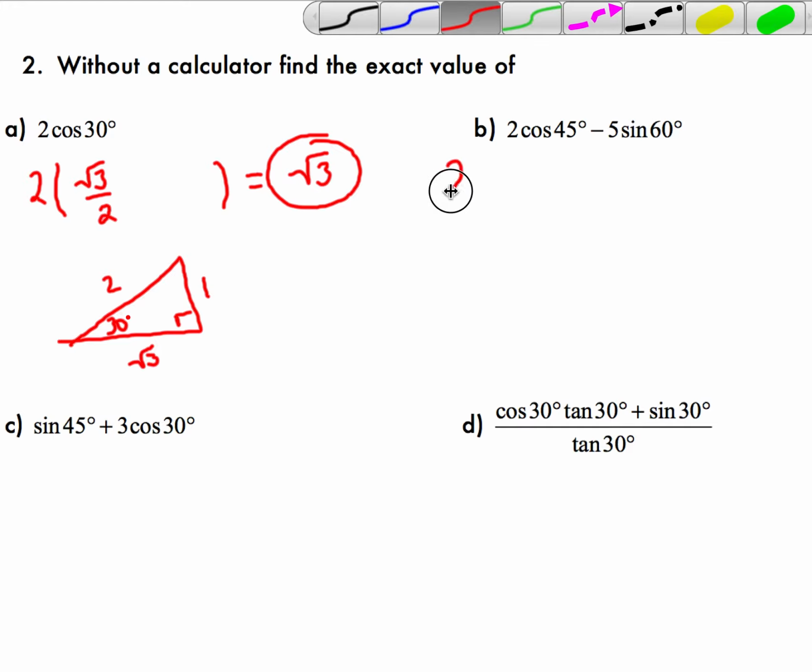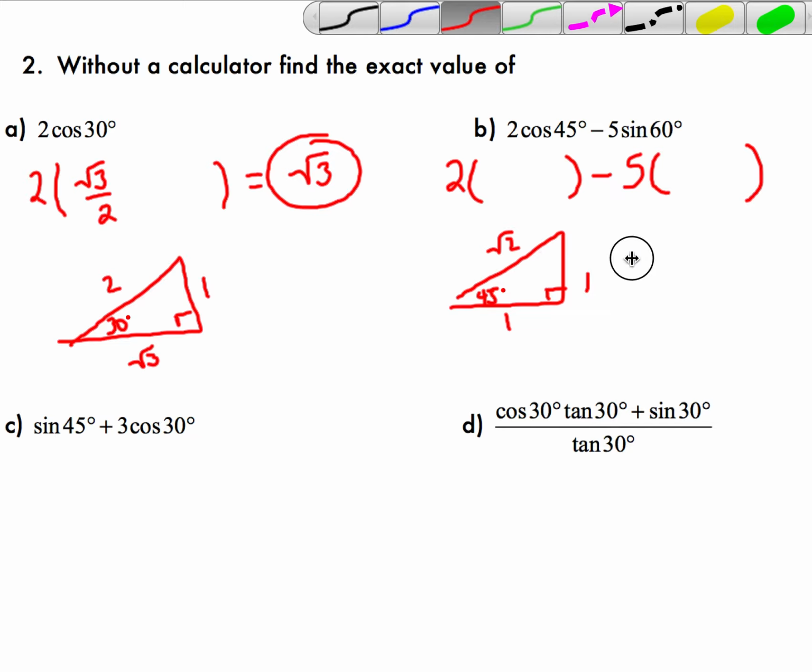Then we have 2 times the cosine of 45 minus 5 times the sine of 60. Cosine of 45 is my 45, 45, 90, 1, 1, root 2. The cosine is just adjacent over hypotenuse. So 1 over root 2, if I rationalize that, I would have root 2 over 2. Sine of 60, I'm going to look over here to my 30, 60, 90. My reference angle is here. The sine is opposite over hypotenuse, so root 3 over 2.